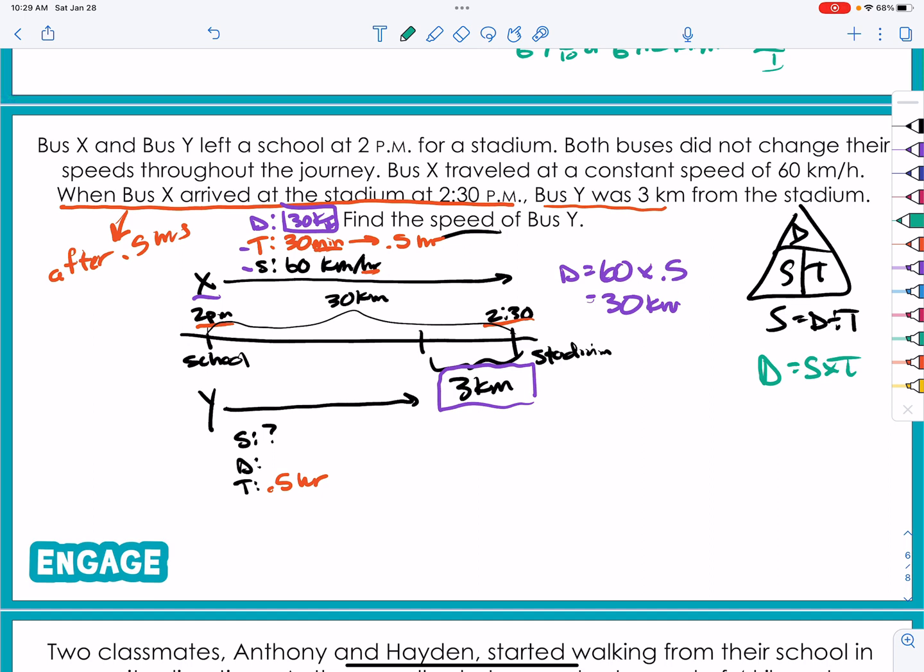So if we know that full distance is 30 kilometers, that means Bus Y, if they would have gone all the way to the stadium, would have driven 30 kilometers, but they didn't. They only made it there except for 3. So 30 minus 3 is 27. So Bus Y only drove 27 kilometers.